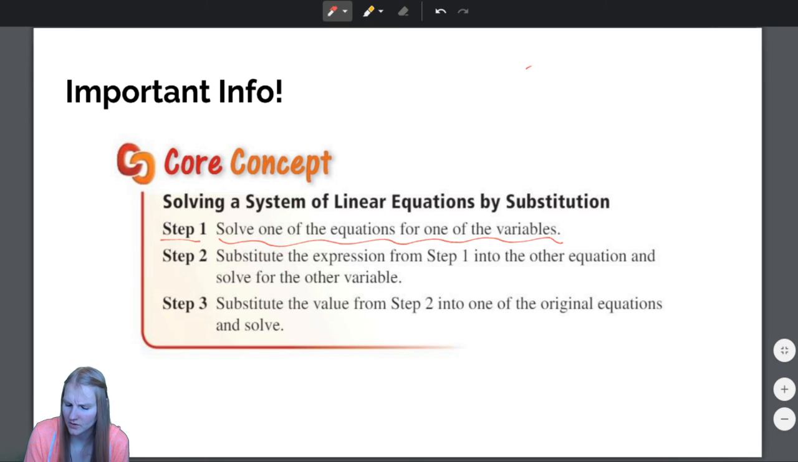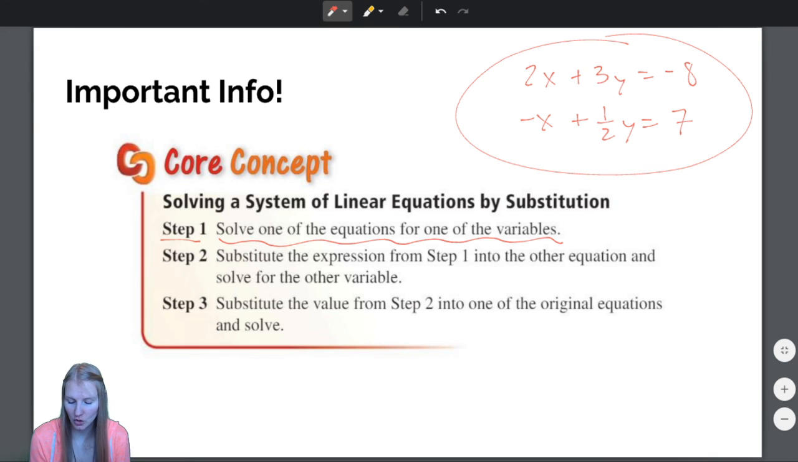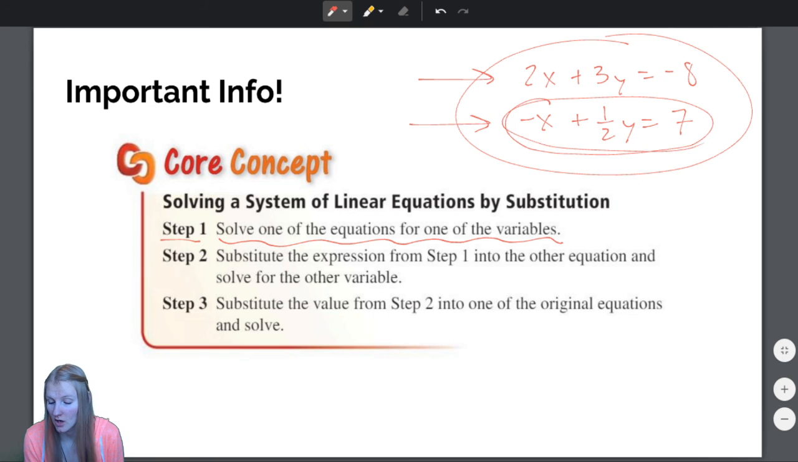Now, what happens when I have something like this? There is no y equals or x equals. So how am I supposed to substitute? Well, step 1 says to solve one of the equations for one of the variables. So I could solve this equation for x, since it doesn't have a coefficient, or something along those lines. So in this video, we're going to focus mostly on step 1.